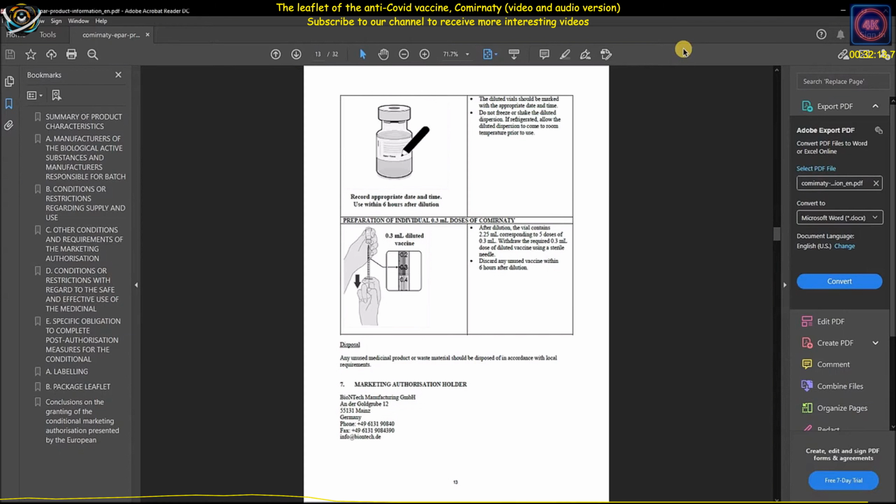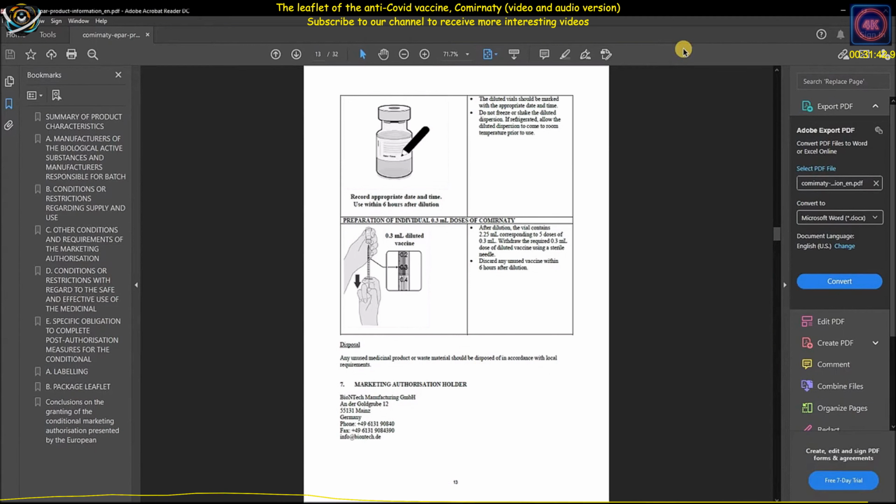Preparation of individual 0.3 ml doses of Comirnaty. After dilution, the vial contains 2.25 ml corresponding to 5 doses of 0.3 ml. Withdraw the required 0.3 ml dose of diluted vaccine using a sterile needle. Discard any unused vaccine within 6 hours after dilution. Disposal. Any unused medicinal product or waste material should be disposed of in accordance with local requirements.